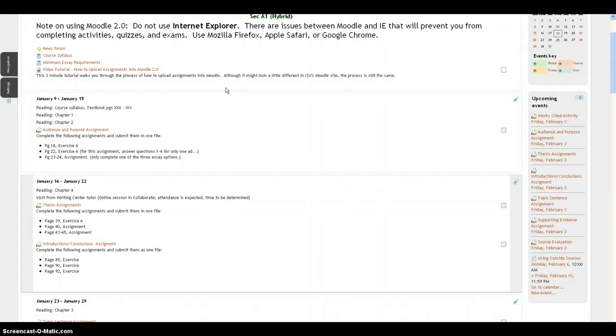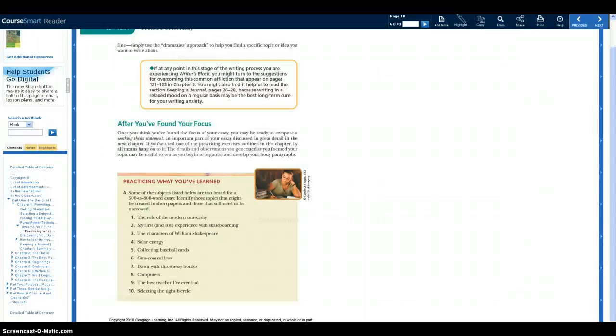So let's begin by talking about the audience and purpose assignments. Basically there are three parts to it. We're going to be doing page 18, exercise A, page 22, exercise A, and then page 23 and 24. Let's take a look really quickly at the first assignment.